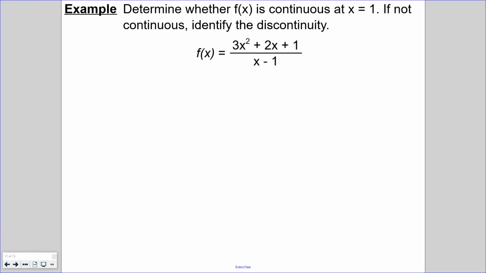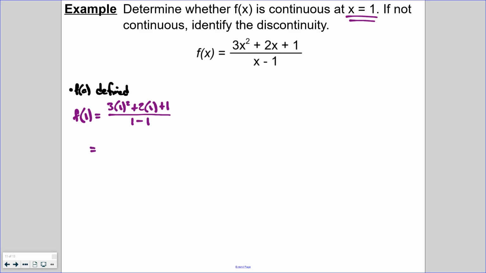So we'll start out with our first condition, does the function exist? So we're looking for, is f of a defined? And we can see here that the problem tells us a is going to be 1, so we're trying to figure out whether the function is defined at f of 1. So we will plug in the 1 into our function, giving us 3 times 1 squared plus 2 times 1 plus 1, all over 1 minus 1.